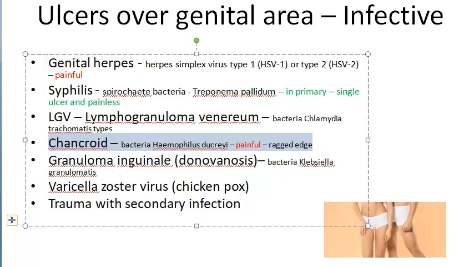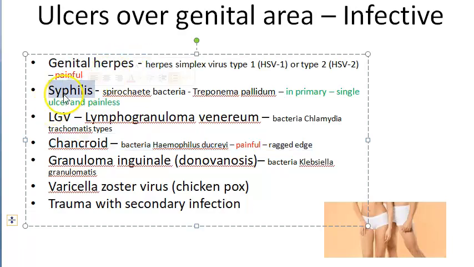This I need you to understand. Everything else you can write as painless. So we are done with the first one, genital herpes. Let's go to the next one, syphilis. Syphilis is caused by what? Spirochete bacteria, Treponema pallidum. In primary syphilis, there will be a single ulcer and it will be painless. This is the key word, in primary syphilis. So that is what you have understood now. Then we'll go to the next one.